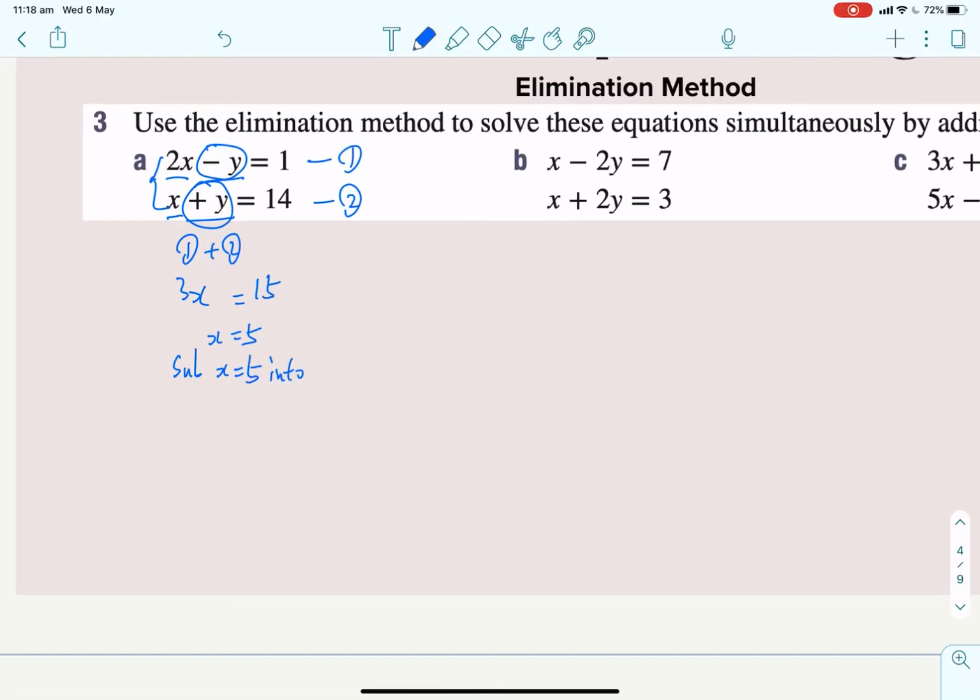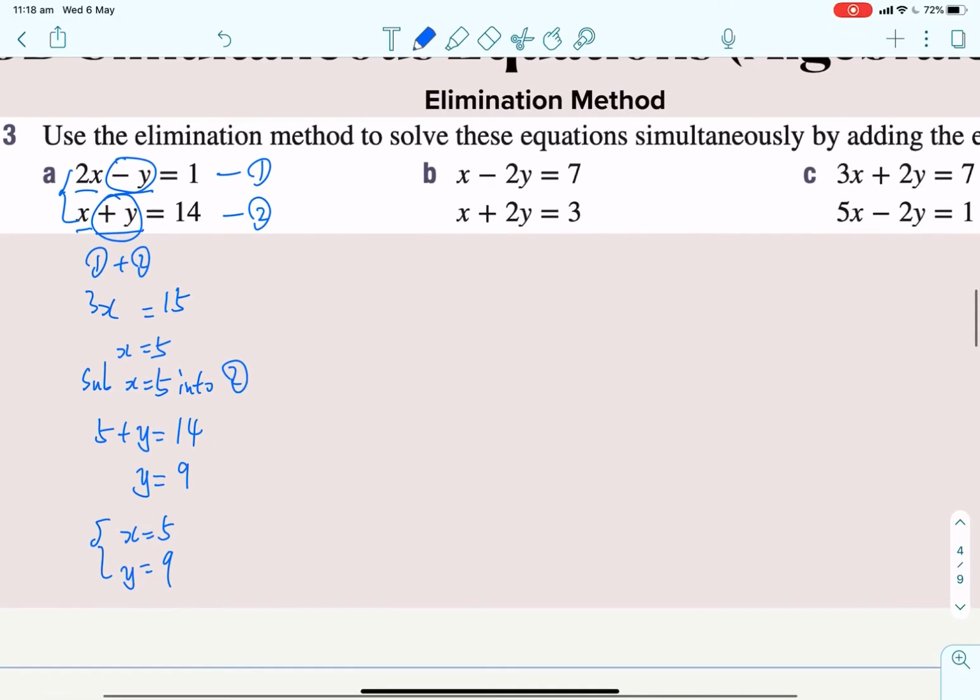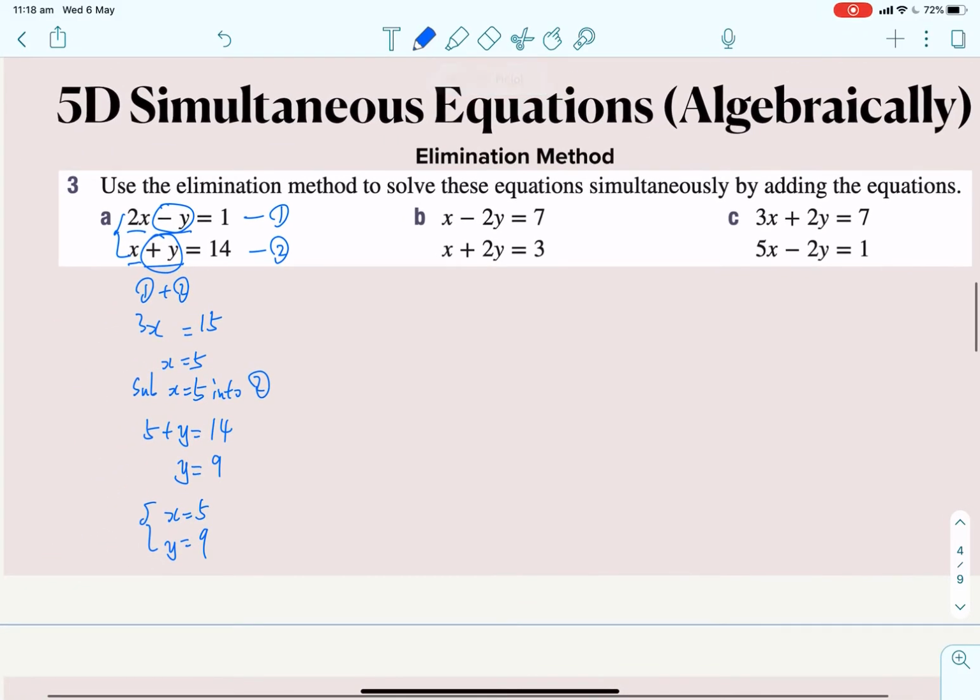Which one would we like? Let's do 2, these smaller numbers. So 5 plus y equals 14. 5 plus what is 14? 9, yeah? Our solution is x equals 5, y equals 9. Okay? You can pause this video and give it a go on the next two.